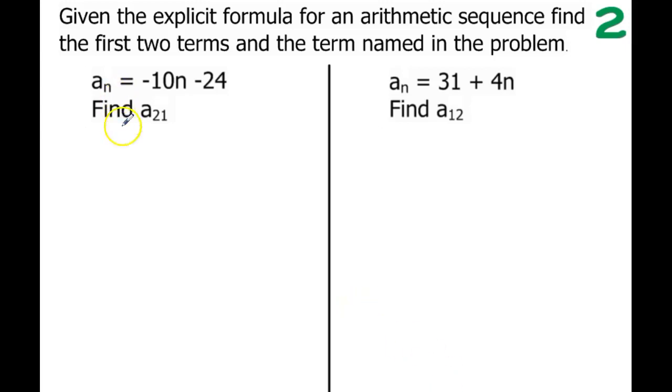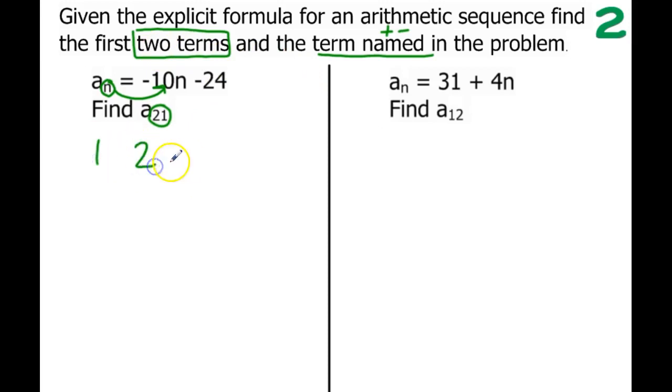Next, we're given a formula, and it says, given the explicit formula, or the exact formula, it's right here, for an arithmetic sequence, meaning we're adding or subtracting, find the first two terms and the term named in the problem. So n is what we're going to plug into our equation. So they're telling us n, the little number here, they want us to plug in a 21. So the first two terms, they want us to plug in a 1, a 2, and a 21.